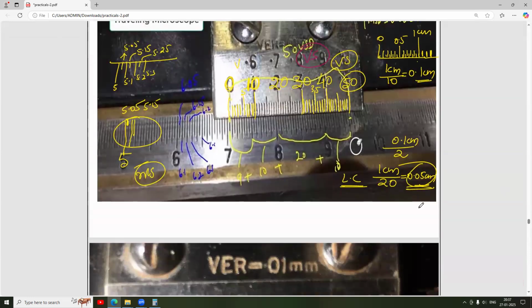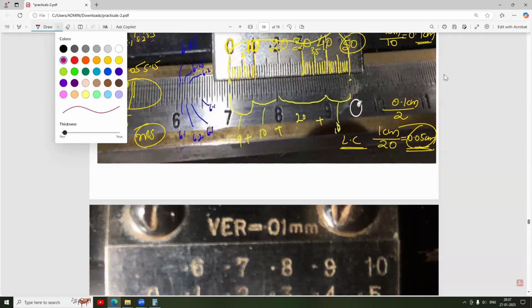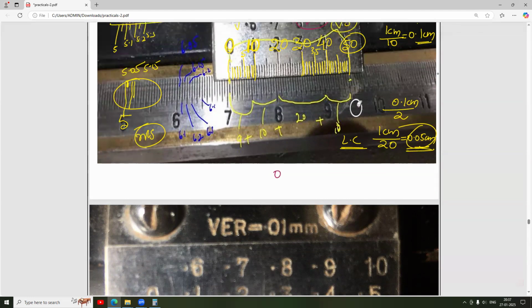You have to continue this. Value of one main scale division, that is 0.05 centimeters, divided by the number of divisions in the vernier, that is 50. That comes to 0.001. So don't neglect these two zeros. Some people take it very lightly and write as many zeros as they wish. That will give a wrong answer. So 0.001 centimeter. That is the least count.